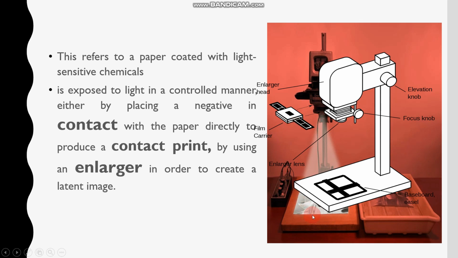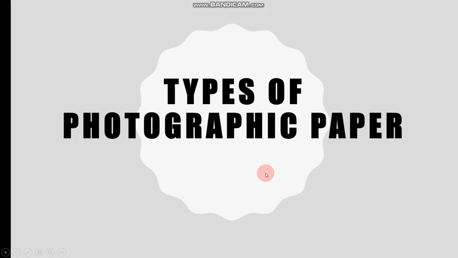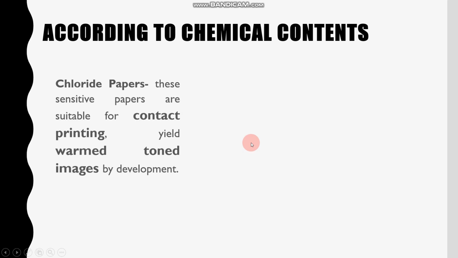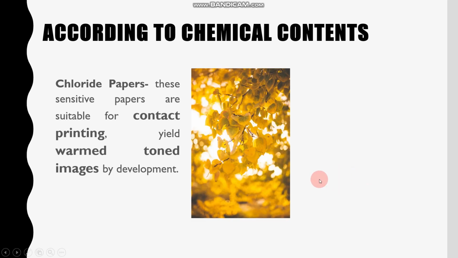That is the photographic paper. You have types of photographic paper according to chemical contents. We have the chloride papers. So these sensitive papers are suitable for contact printing. So alam nyo na what is contact printing, which yields warm toned images by development. So iba-iba lang ng composition, iba-iba ng use, at iba-iba yung nagiging resulta. So si chloride, diba, suitable for contact printing, at yung kanyang resulta is warm toned images by development.